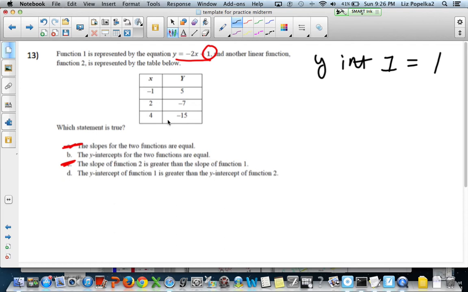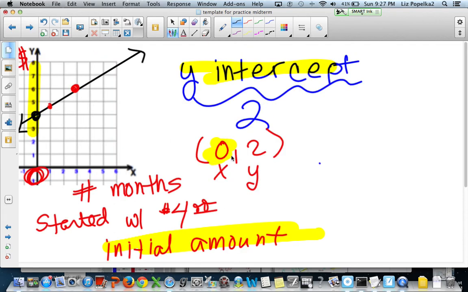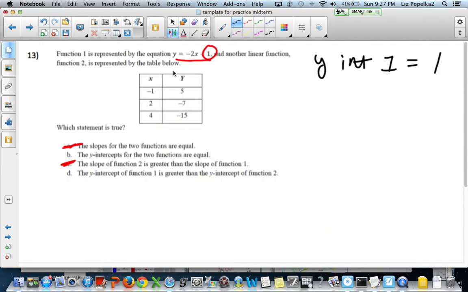Now we got to figure out the y-intercept for this one. Again, remember, your y-intercept is whatever your y value is if your x is 0. So let's figure out if this x were a 0, what would my y be? That means that to go from a negative 1 to a 0, it would have to go up 1. Hopefully we remember from when we found the rate of change for your table a moment ago, it is a negative 4.